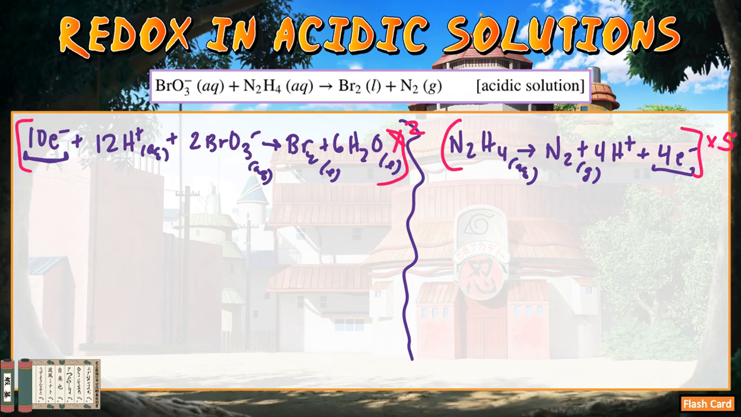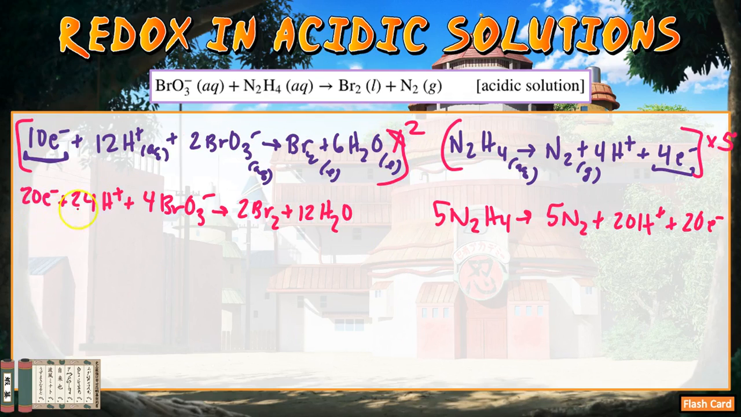So let's go ahead and write that out. I then get 20 electrons plus 24H+ plus 4 BrO3- goes to 2 Br2 and then 12 H2O, because I'm taking 2 and multiplying it by all of the coefficients in front of each species and electrons. Same thing over here, I'm going to multiply everything by 5, so 5 N2H4, I'm going to have 5 N2, 20H+, and of course 20 electrons.